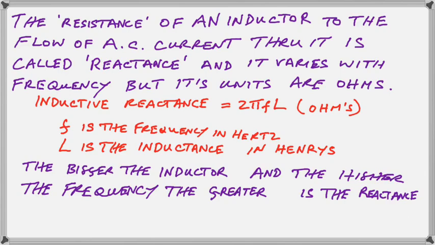So the resistance to AC electric current of an inductor is called reactance as well. That's called inductive reactance, and it varies with frequency, but the units are still ohms. So here we have the formula, which is easy to remember: X_L = 2 pi f L. And we see once again f is the frequency in hertz and L is the inductance in henries. So the bigger the inductor, or the higher the frequency, the greater will be its inductive reactance.